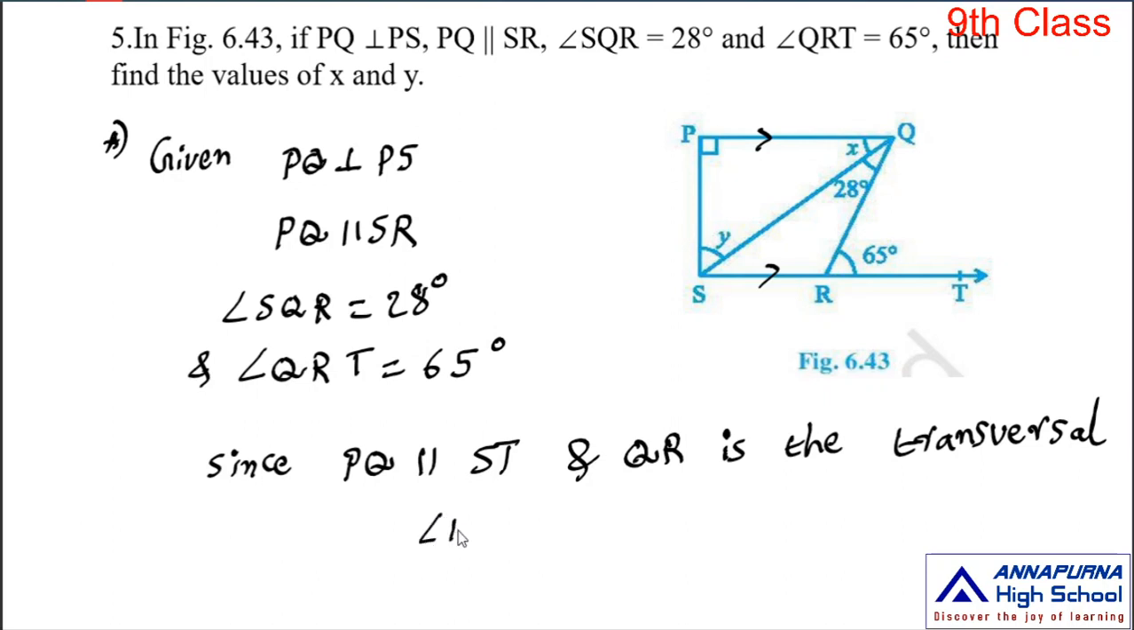Angle PQR is equal to angle QRT, since alternate interior angles. AIA means alternate interior angles.